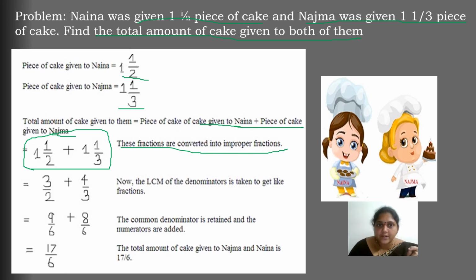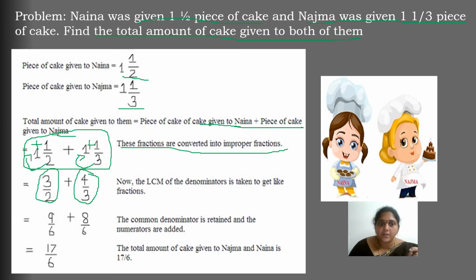How do we convert these into improper fractions? 2 should be multiplied with 1 and you have to add the numerator, right? So it will be 3/2. In the same way, here also 3 should be multiplied by 1 and add the numerator, that is 1. 3 into 1 is 3, 3 plus 1 is 4, that is equal to 4 by 3.